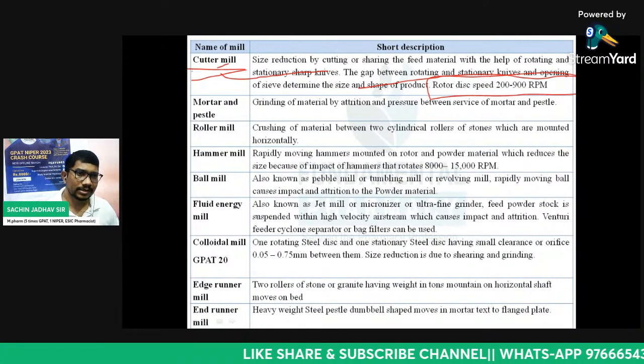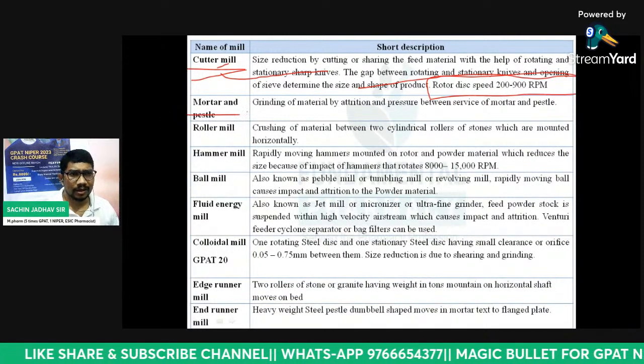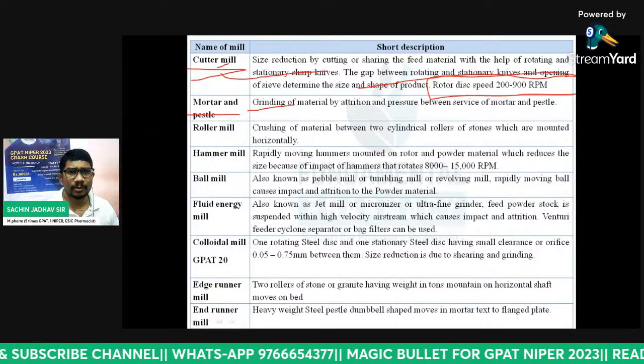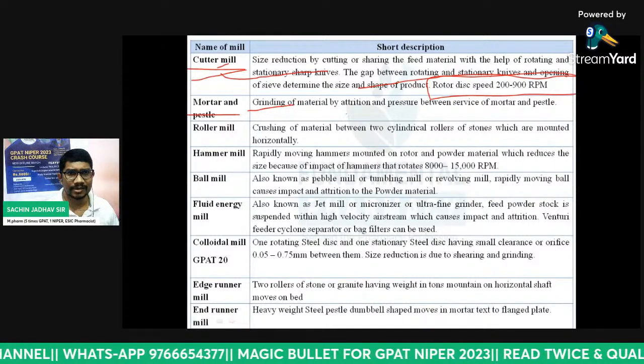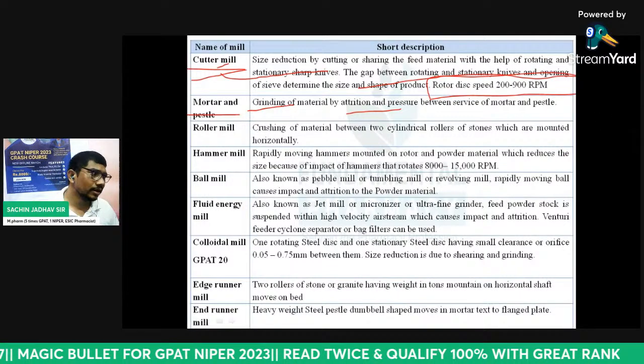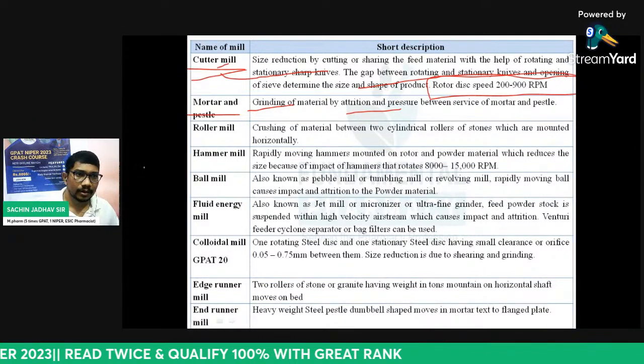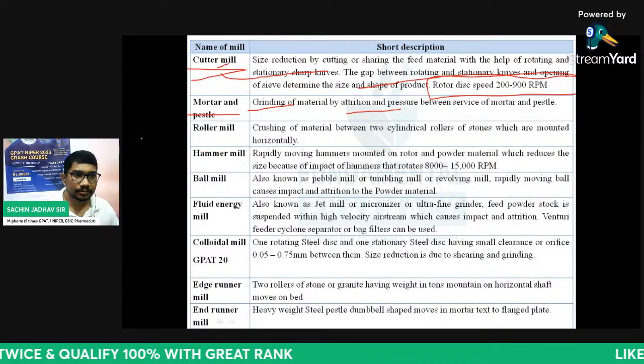Okay. Now next आता है आपका mortar and pestle. Mortar and pestle is used for grinding of the material on a laboratory scale. Mechanism होता है attrition. So okay, attrition. Mortar pestle is used for the size reduction at a laboratory scale. याद रखो उसको.